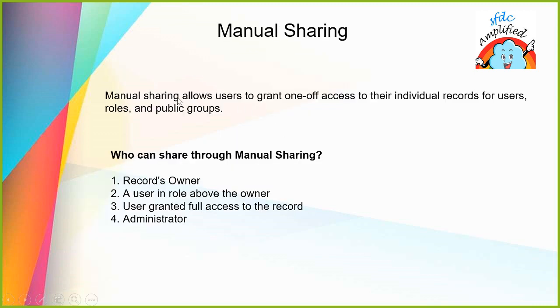So we just read that manual sharing allows users to grant one of the accesses to their individual records for users, roles and public groups. Who can share through manual sharing? The record owner can share. A user in a role above the owner can share. A user granted full access to the record can share, and of course the administrator can. So these people can do the sharing.